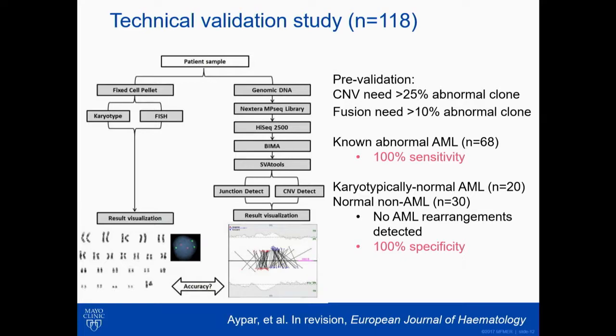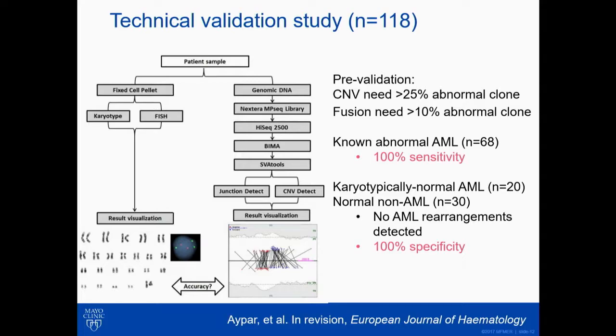Our pre-validation work, this is important to note, we did observe that when we had less than 25% abnormal clone, we were at risk of missing copy number changes. So we require at least 25% of our clonal fraction to be abnormal, and for fusions, we require at least 10% of our fraction to be the abnormal clone.